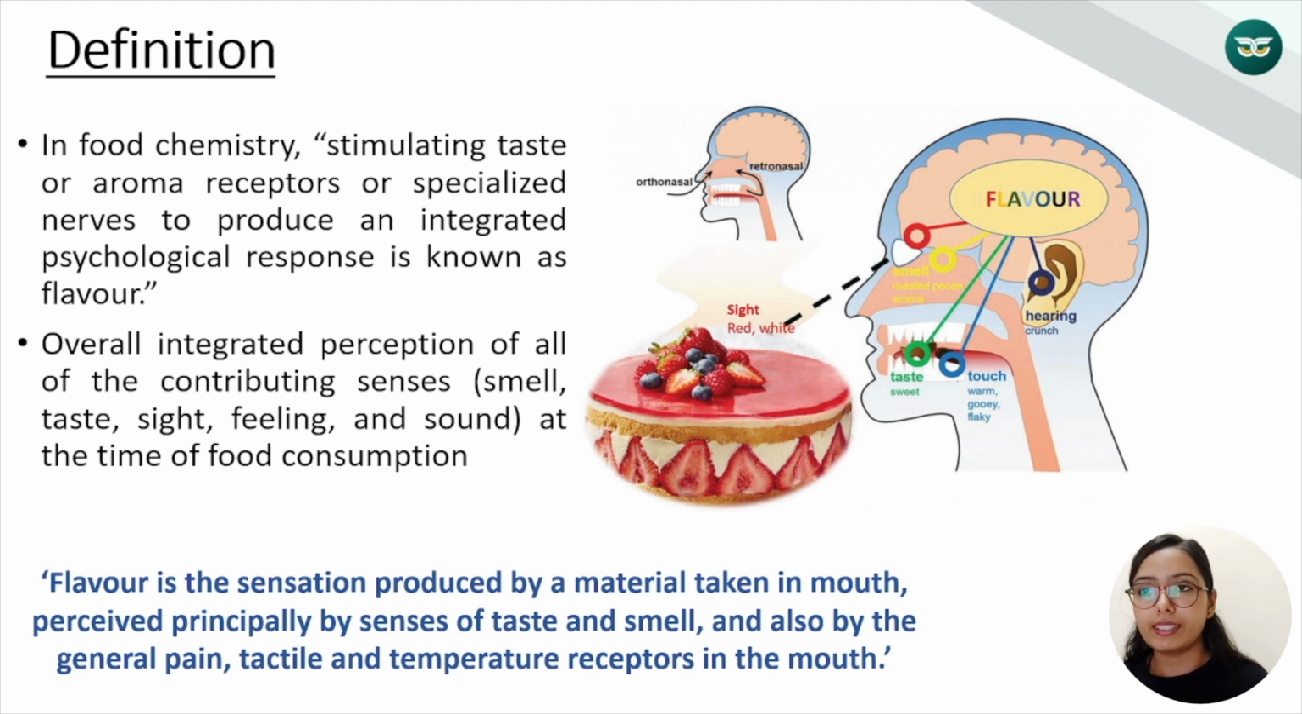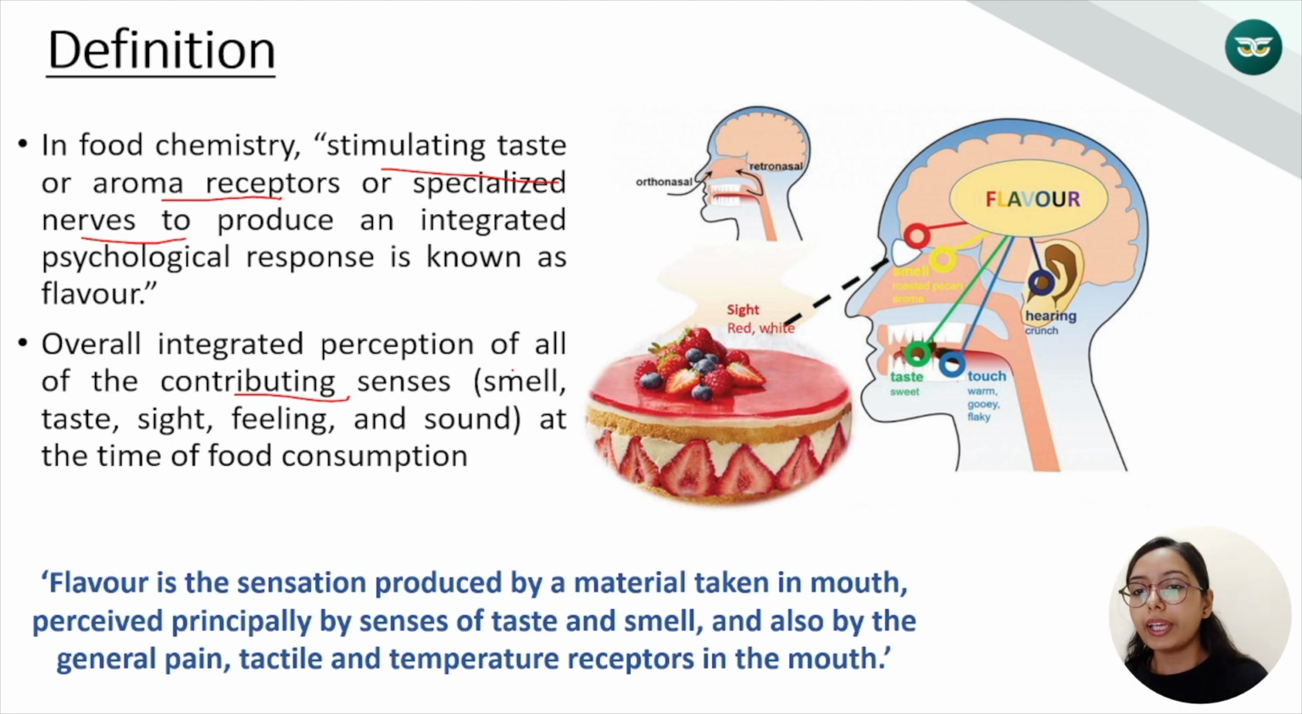So altogether we can say that in food chemistry, the stimulation of taste or aroma receptors or other specialized nerves to produce an integrated psychological response is known as flavor. So overall, the integrated perception of all the contributing senses, that is your smell, your taste, your sight, your feeling or the touch that you are getting, and at last the sound. The integration of the perception of all these senses is what we call flavor, and all these things are happening at the time of food consumption.